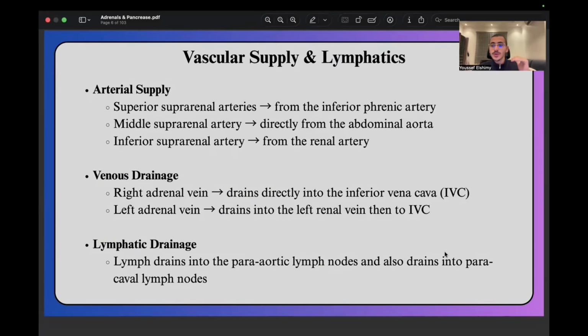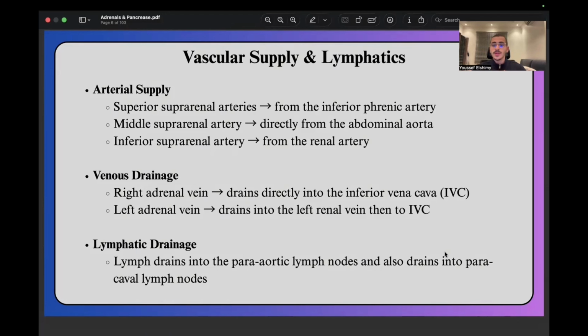And the middle suprarenal artery, since it's in the middle, it's on the same level of the abdominal aorta. So it receives this branch directly from the abdominal aorta. And for the inferior suprarenal artery, what's under the adrenals is the kidney. So this inferior suprarenal artery comes from the renal artery itself.